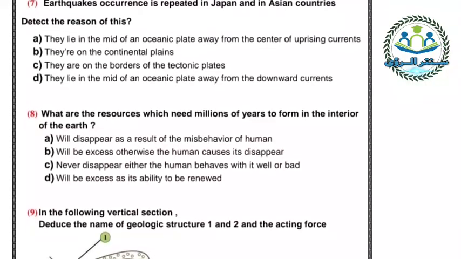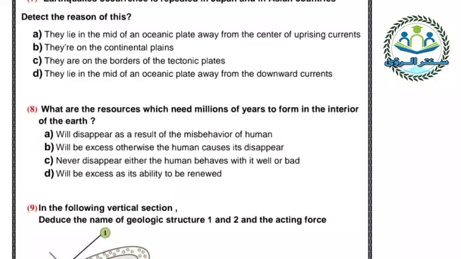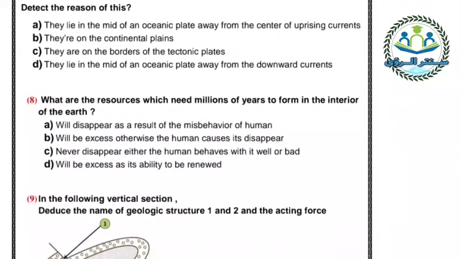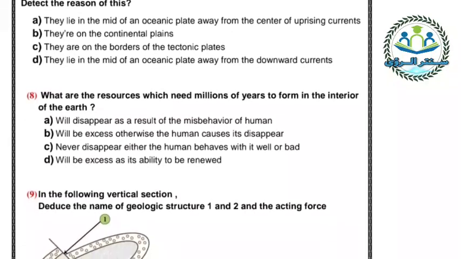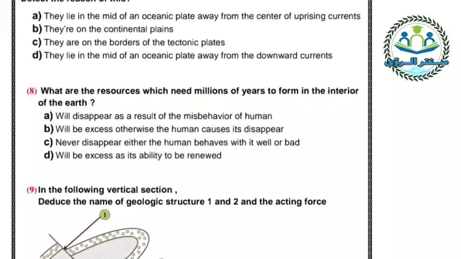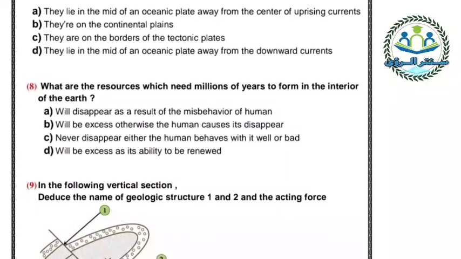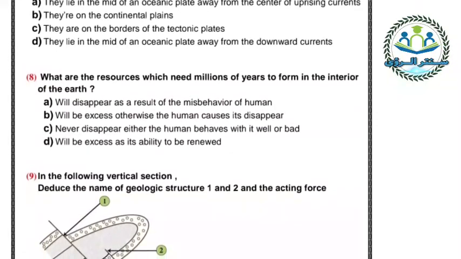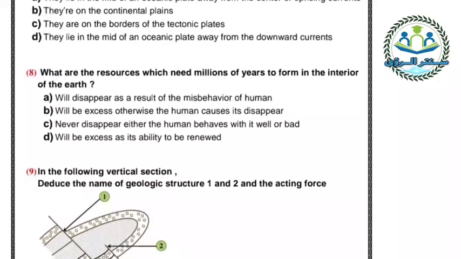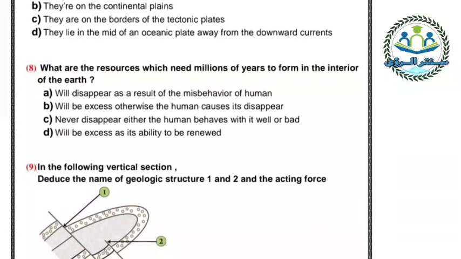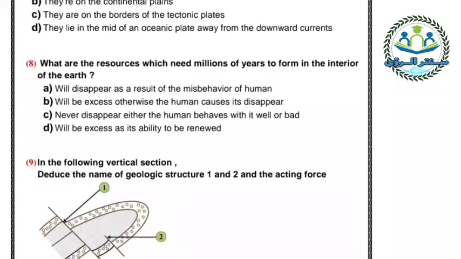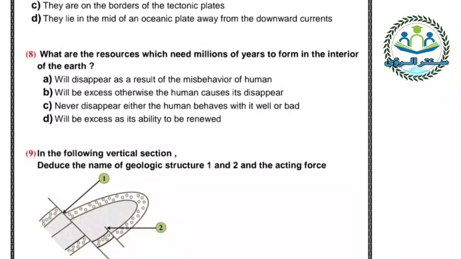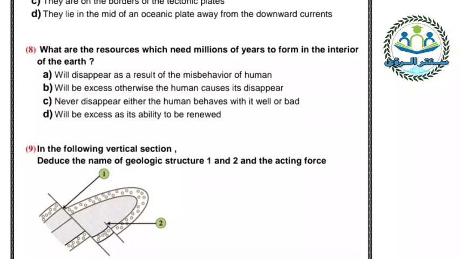8. What are the resources which need millions of years to form in the interior of the Earth? A. They will disappear as a result of the misbehavior of human. B. Will be excess, otherwise the human causes its disappear. C. Never disappear, either the human behaves with it well or bad. D. Will be excess, has its ability to be renewed.